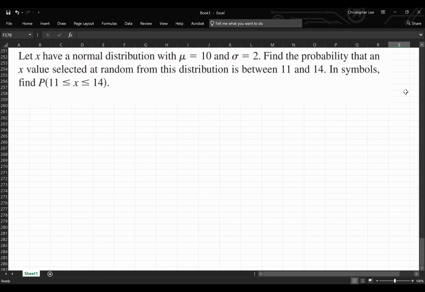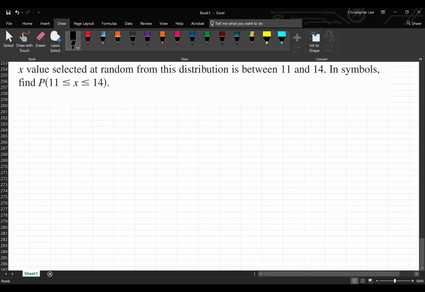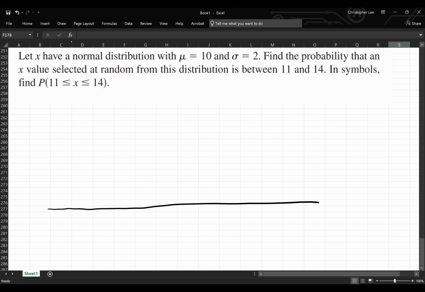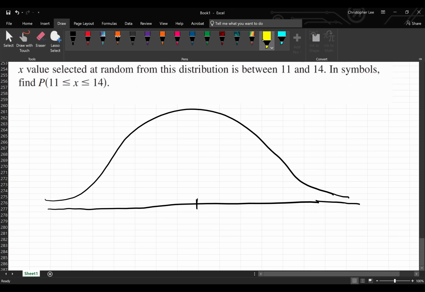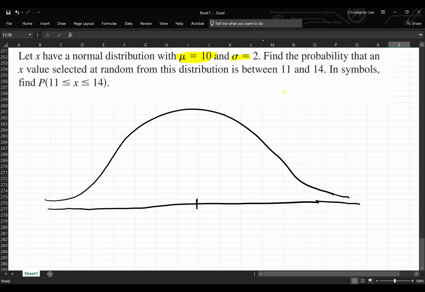So let's start by drawing a distribution just so y'all can see that it's the same thing. I forgot my pen, I always forget my pen. I got you. So let's say I have a distribution like so. So you know that your mean is always in the middle. But in this question, what's my mean? My mean was 10, and my standard deviation is 2. So let's draw it out.